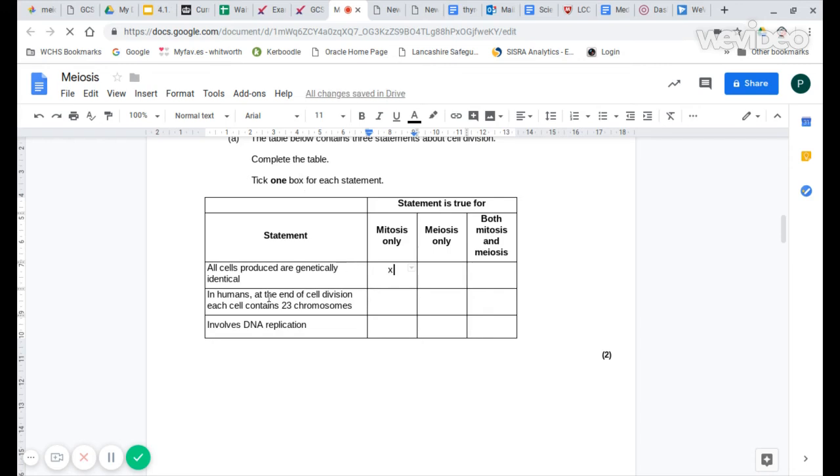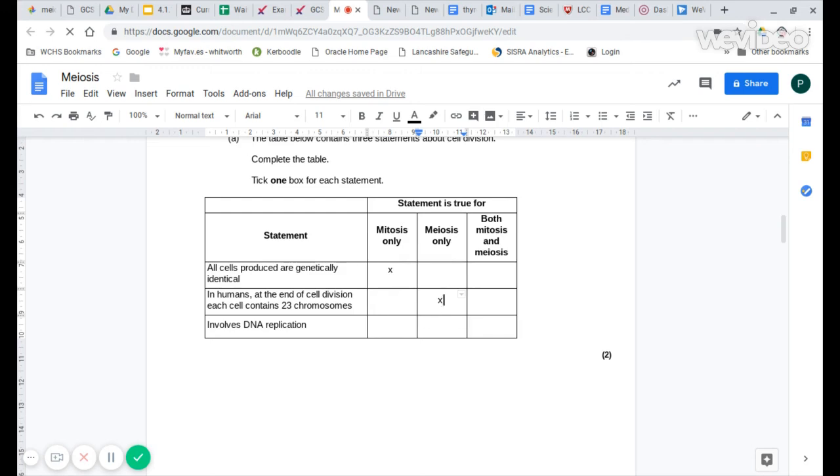In humans, at the end of cell division, each cell contains 23 chromosomes. Well, if it was mitosis, they'd be genetically identical, hence having 46. So it must be meiosis, giving rise to 23. And involves DNA replication. Is that mitosis, is it meiosis, or is it both?